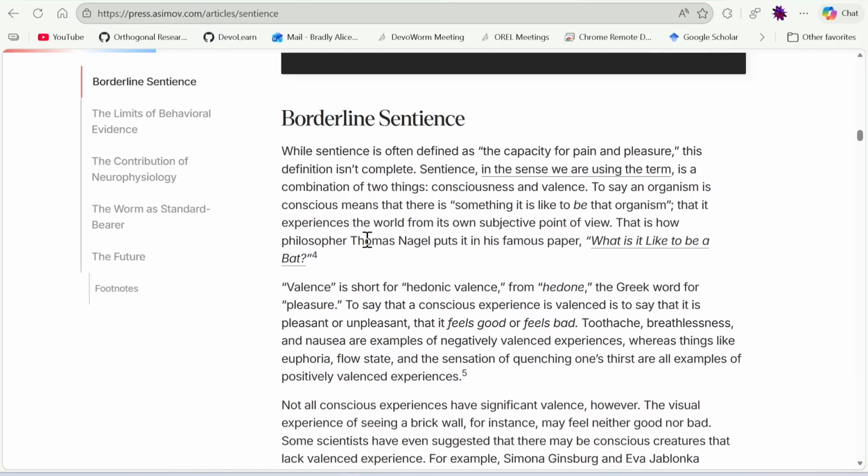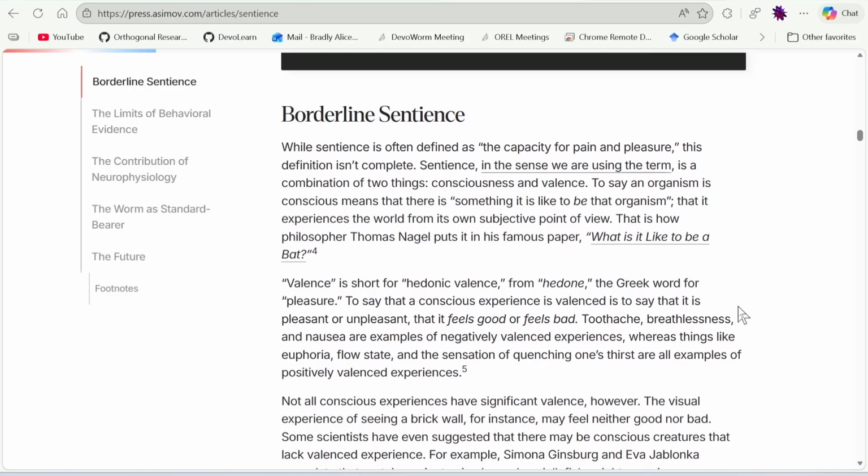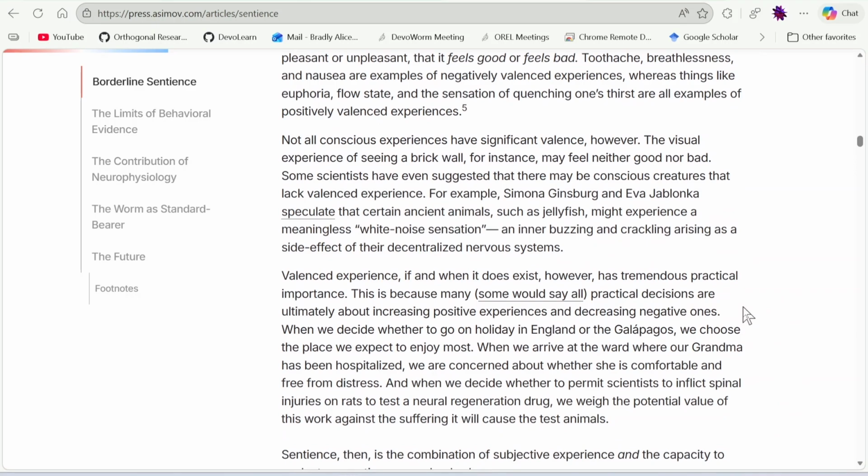That is how philosopher Thomas Nagel puts it in his famous paper, What's It Like to Be a Bat?, which is a philosophical paper on this sort of ascribing the features of batness to someone else, and being able to experience that. Valence is short for hedonic valence, from hedon, the Greek word for pleasure. To say a conscious experience is valenced is to say that it's pleasant or unpleasant, that it feels good or feels bad. And so, we're looking for that type of thing.